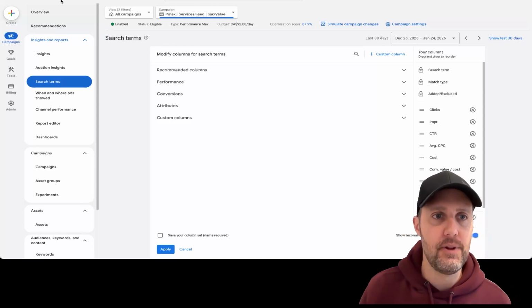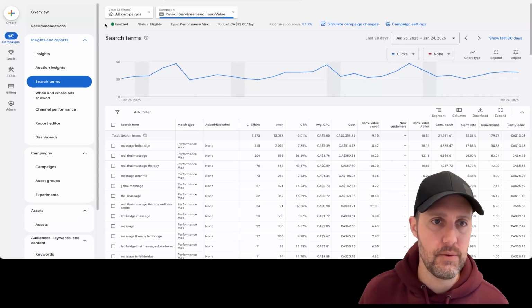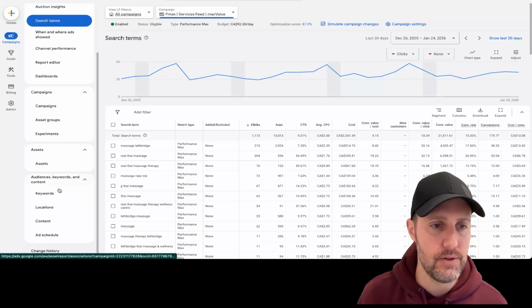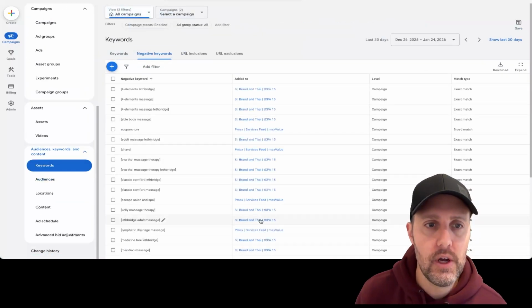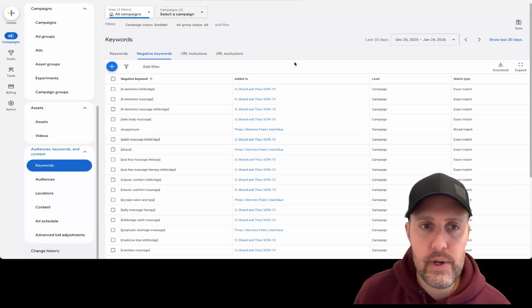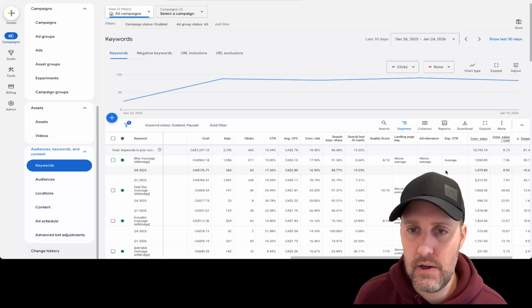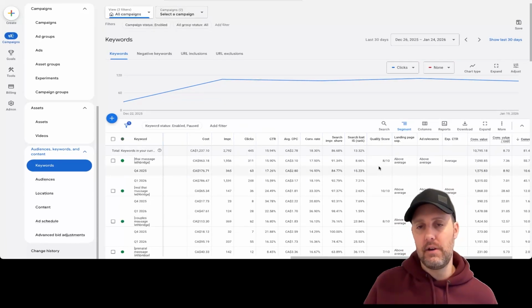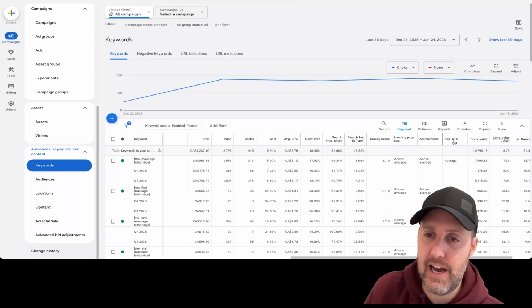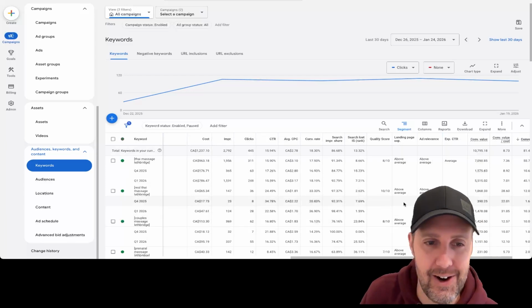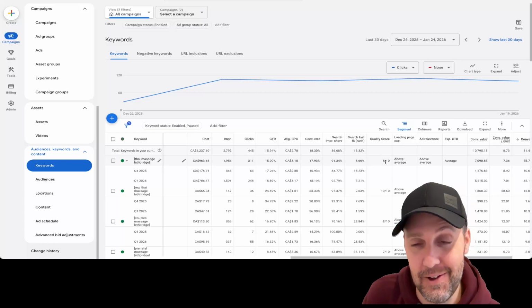These aren't often displayed by default, so to make sure that we're looking at these things, jump into here. I'm still within my search term report. Let's go over to keywords. We are going to look at quality score, which is a combined metric: landing page experience, ad relevance, expected CTR. This isn't a flex to show how great these quality scores are, although they are great.